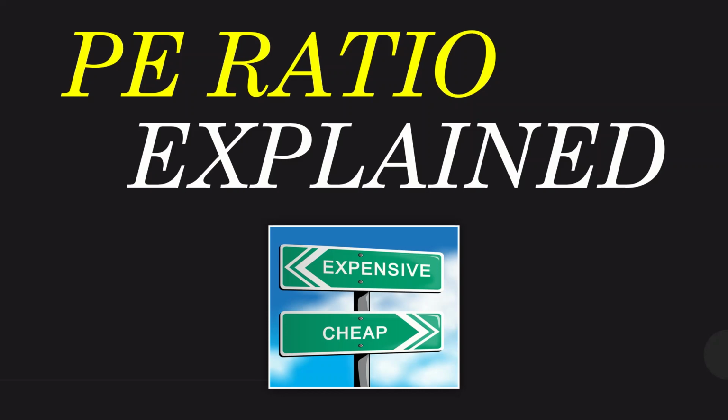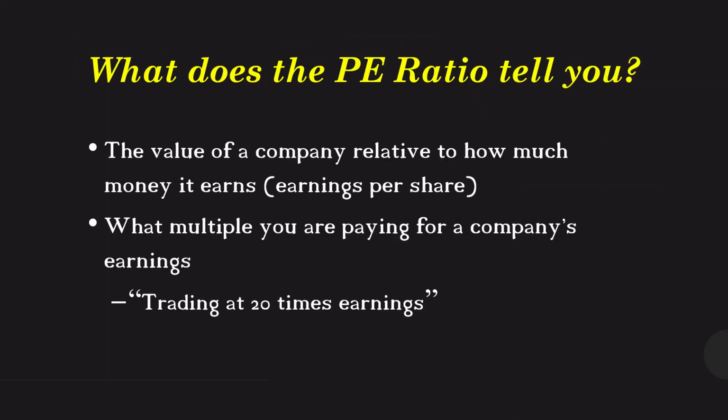Today I want to break down a beginner's concept in stock valuation, and that is the PE ratio. Basically, this ratio will tell you if a stock is trading at relatively cheap or expensive levels. In other words, it gives the value of a company relative to how much money it makes, or its earnings per share. So you might also hear the phrase "trading at 20 times earnings," and what that means is you would be paying a multiple of 20 for what that company made in the past year.